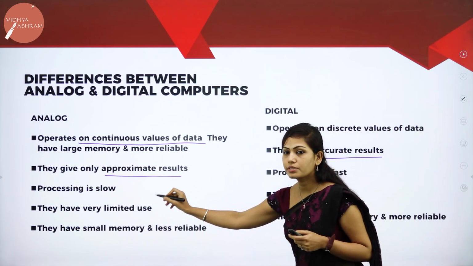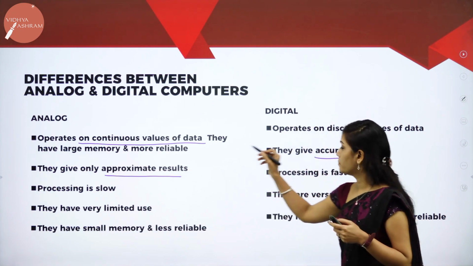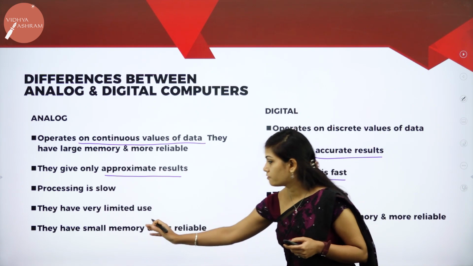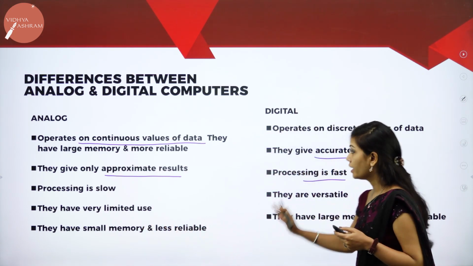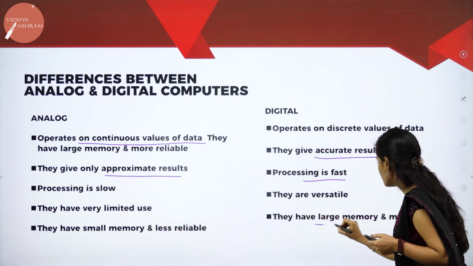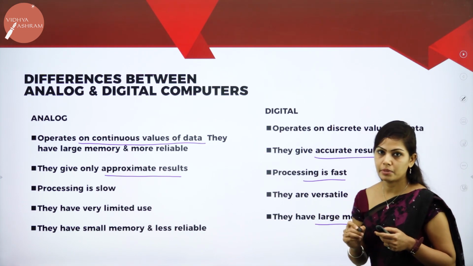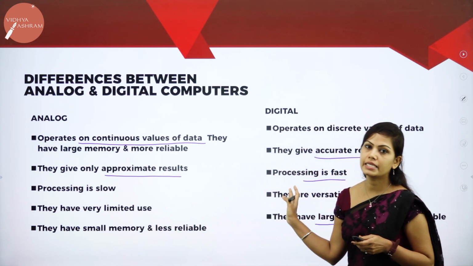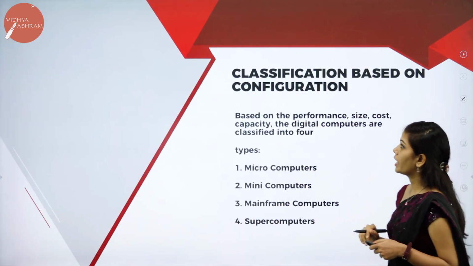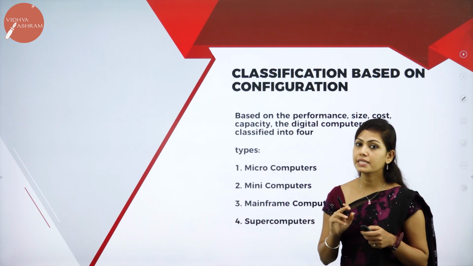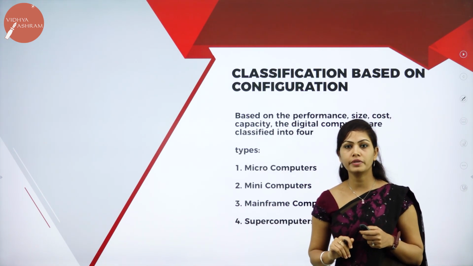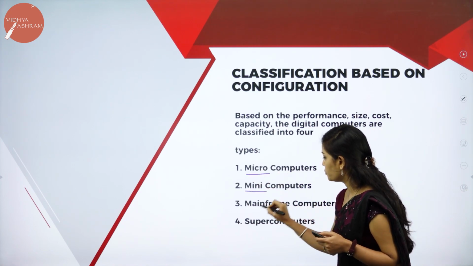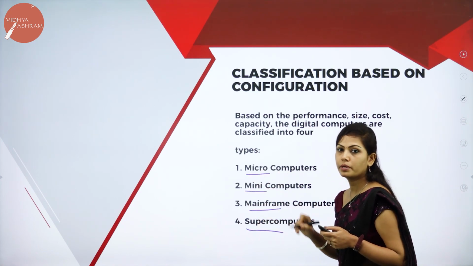The processing is very slow in analog computers, but the processing is fast in digital computers. Analog computers have small memory and are less reliable, but digital computers have large memory and are more reliable. So these are the differences between analog computers and digital computers. Next we have classification of computers based on configuration. Based on the configuration, computers can be classified as microcomputer, minicomputer, mainframe computer and supercomputer.